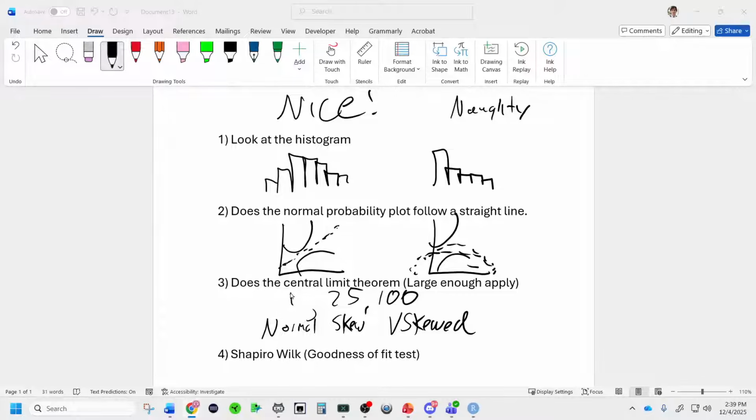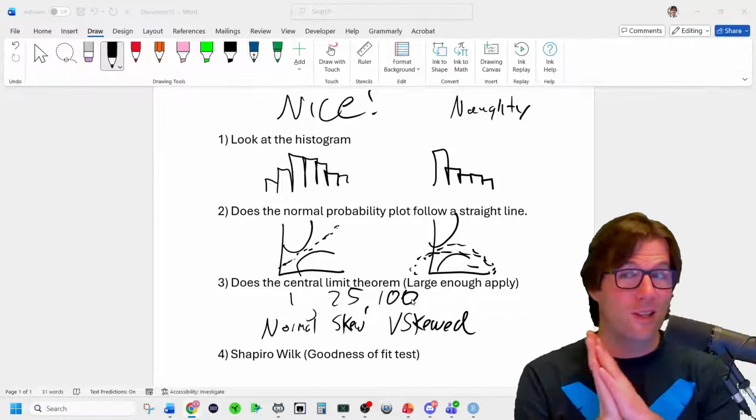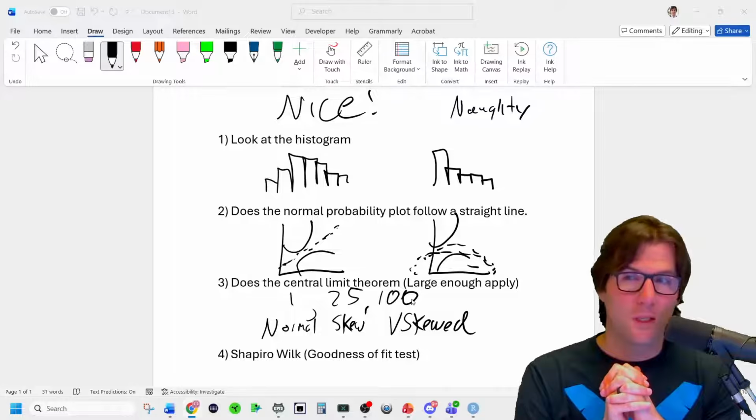So if your data is normal, you only need a sample size of 1. If it's skewed, you need a sample size of 25. If it's very skewed, you need a sample size of 100. And here's one of those hints for the test: a sample size of 30 is not large enough.